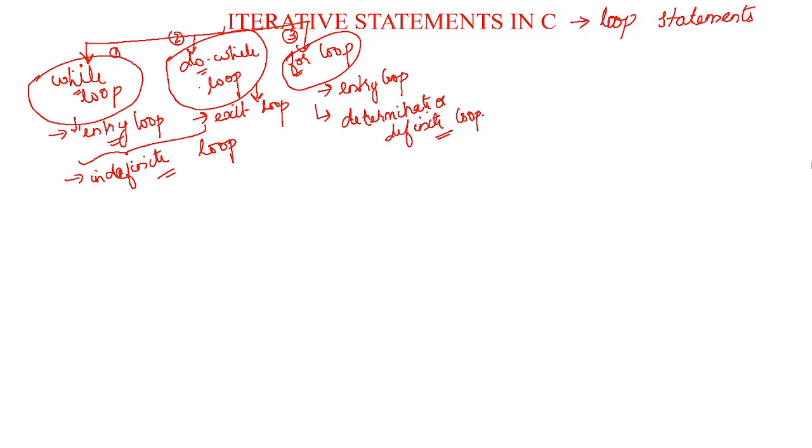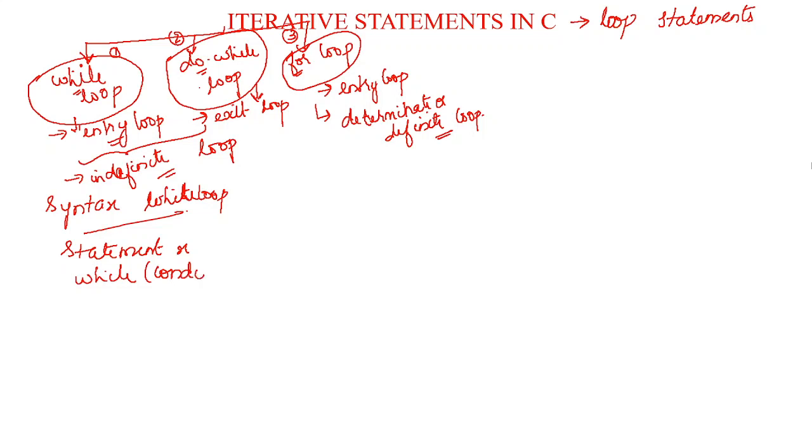Let us first start with the while loop. The syntax of your while loop is given by: you will have some statement X. Then you have your while loop: while, open bracket, you will be checking the condition, curly bracket, you will have the statement block, semicolon, close the curly bracket, and the next statement. So this is the syntax of your while loop.